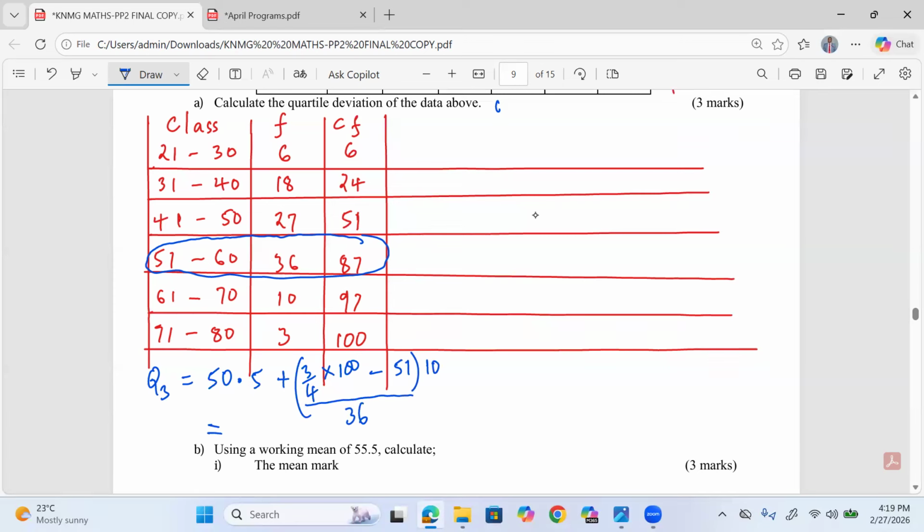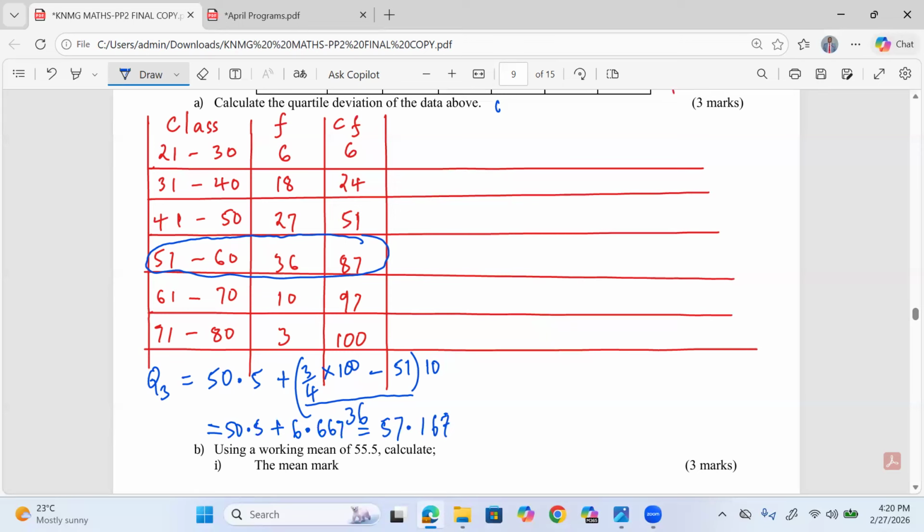So I need to take 75 and I subtract 51. Then I multiply by 10 as I divide by 36. That gives me 6.666 recurring. So I'll be having 50.5 plus 6.666 recurring. So to 4SF, I can round it off like that. And I add 50.5. So I'm getting 57.17 or 57.167. That is our Q3.